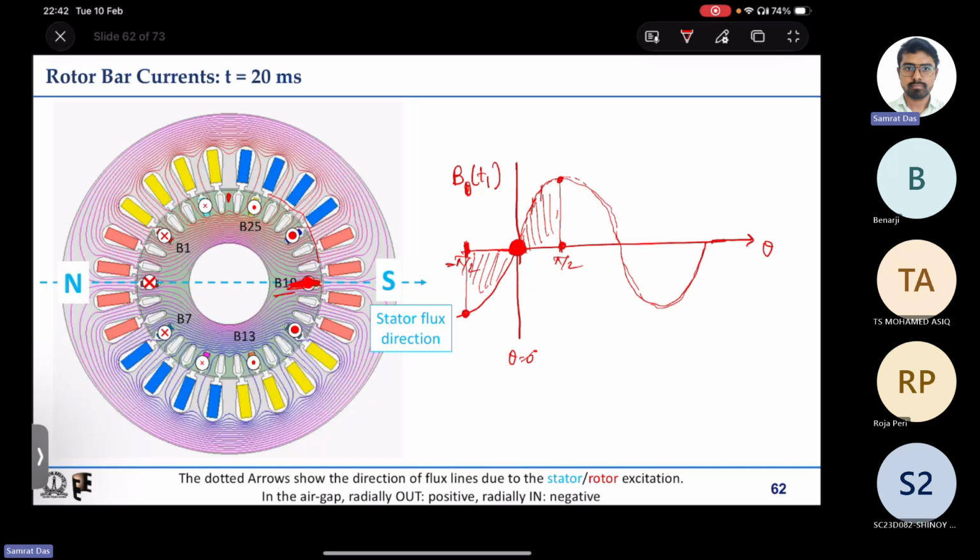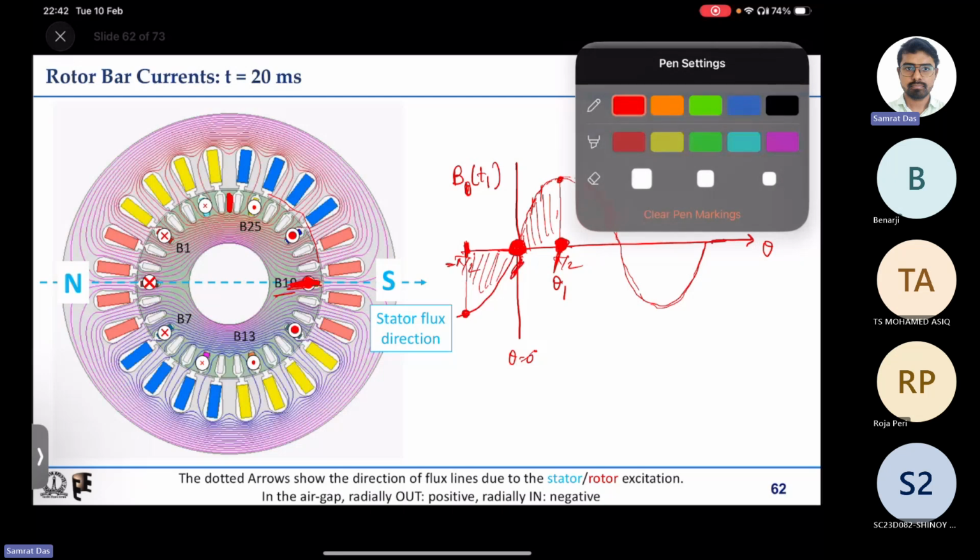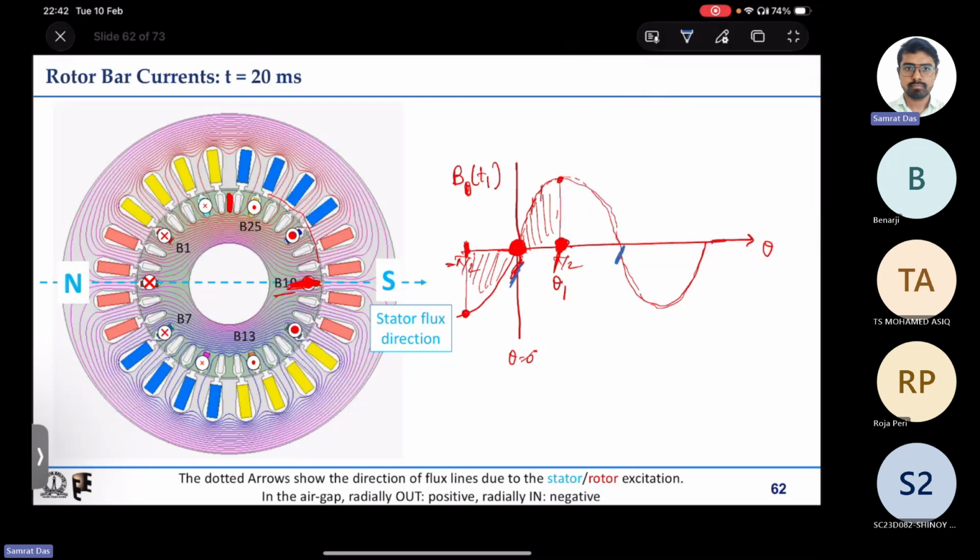Similarly, suppose you do it for some coil which is here, say B25. For getting the flux linkage for this coil, you have to do the integration from, say, theta 1 minus pi by 2 to theta 1 plus pi by 2. You can see that it is all positive, so you have maximum positive flux linkage. You got it right? Yes.